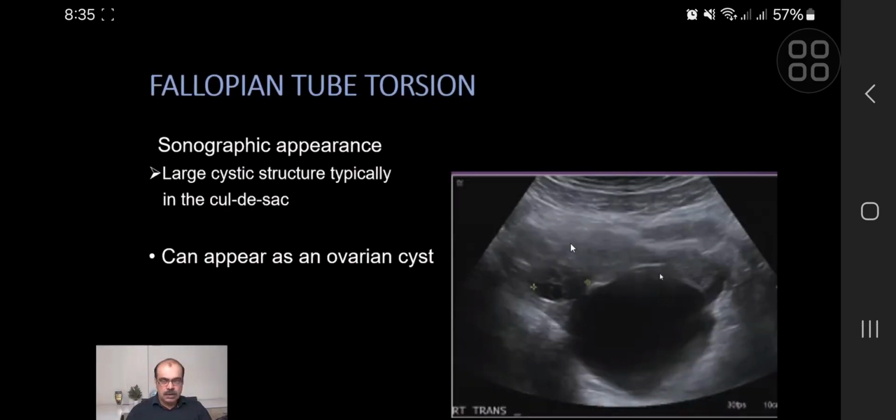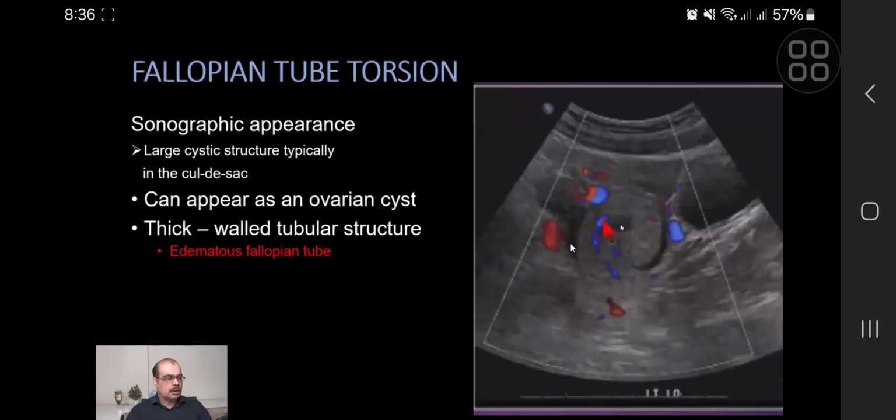So this can be confused with a simple ovarian cyst. And another finding, edematous fallopian tube. You can see a rounded structure here, which shows the edematous fallopian tube in the adnexal region. So you can see the ovary separately from this rounded structure.